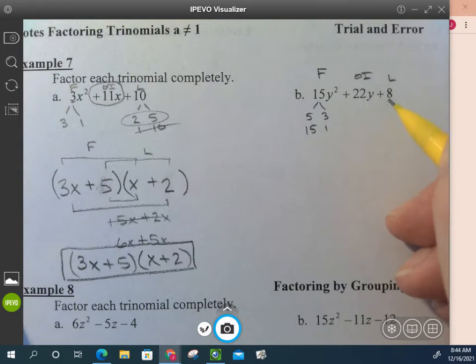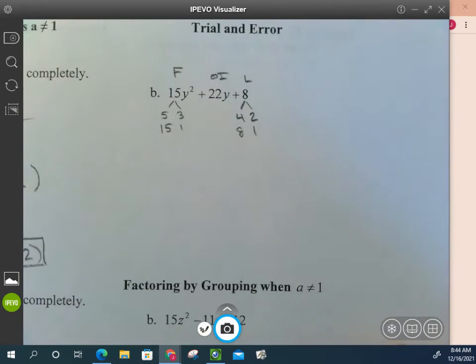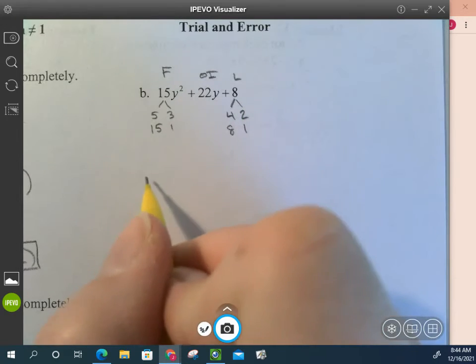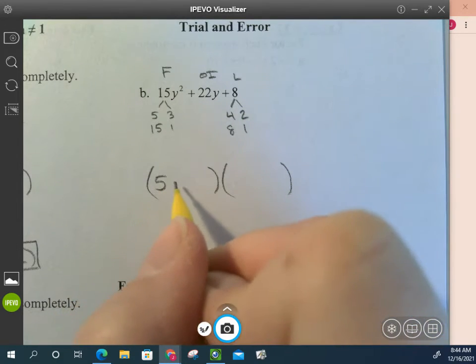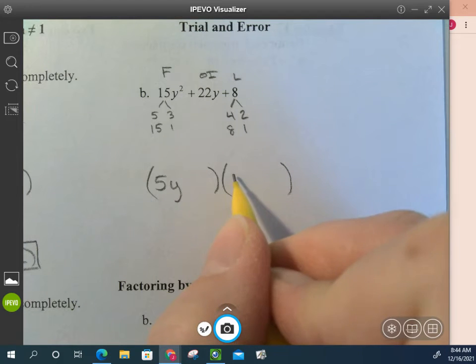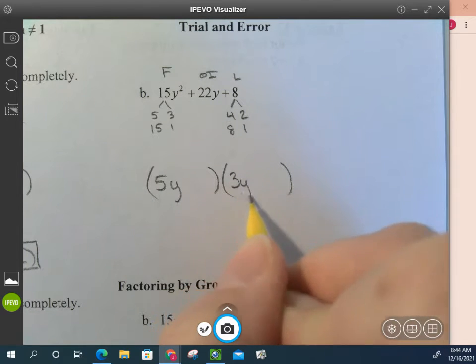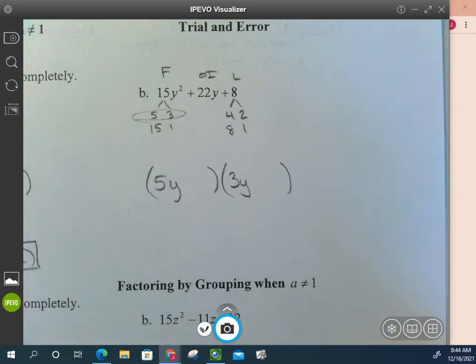All right, my options for 8. I need a positive 8 that adds up to positive. So 4 and 2, 8 and 1. So again, you want to show all your options. All right, I'm going to jump in. I'm leaving myself some room for some chicken scratch. I would have a 5y and a 3y. That's what I chose to do first, okay?